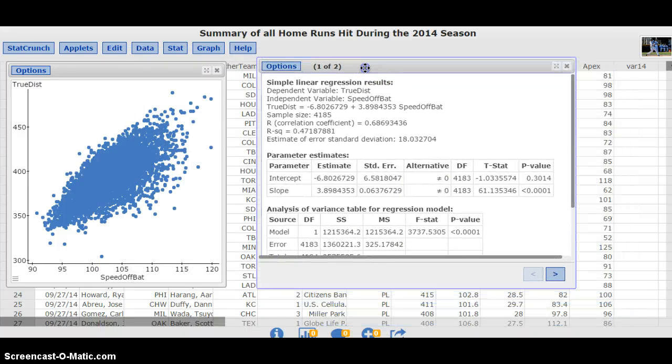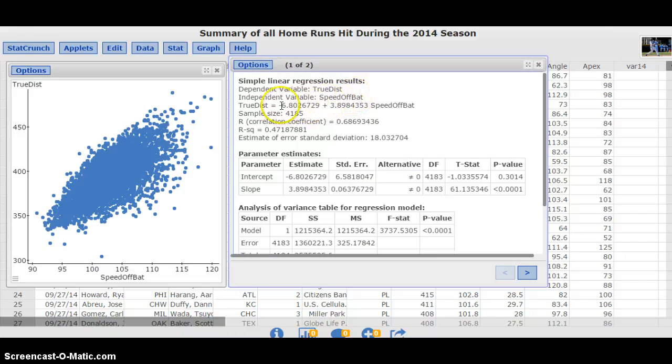And you'll see that we get this. Now the regression equation is right here. I don't know if I can highlight it. There we go. The regression equation is right here. You'll notice that it writes it in terms of the variables, so it doesn't write x's and y's. This is your slope here next to the speed of the bat, and then your y-intercept is the constant that's added. So your slope is 3.8984353. Your y-intercept is the negative 6.8, and so on and so forth.